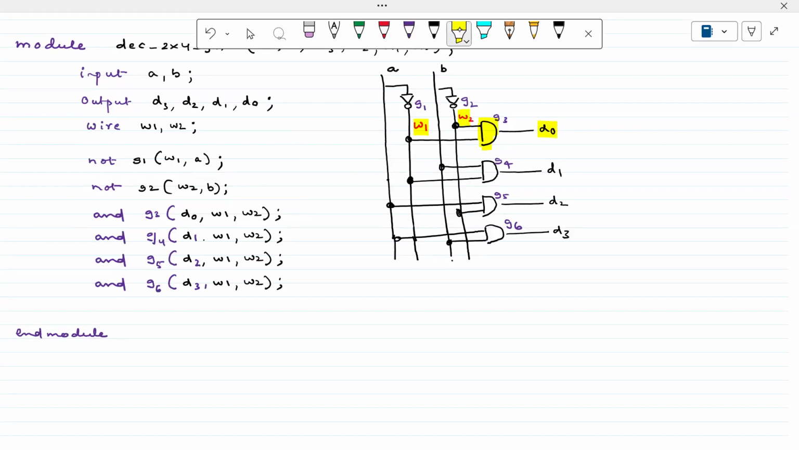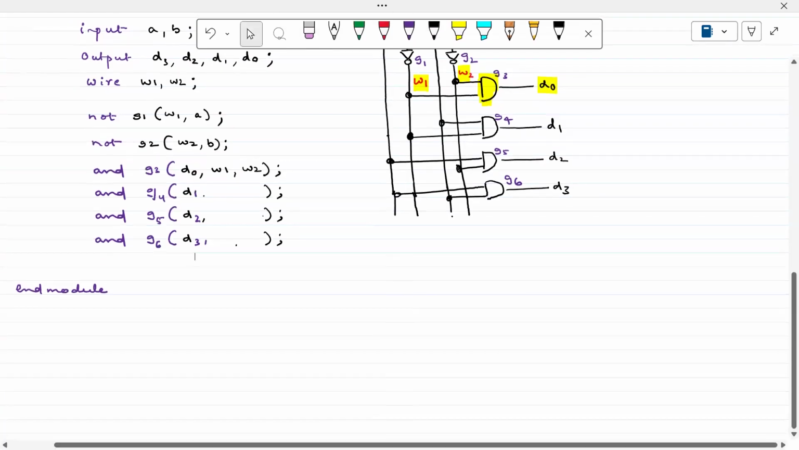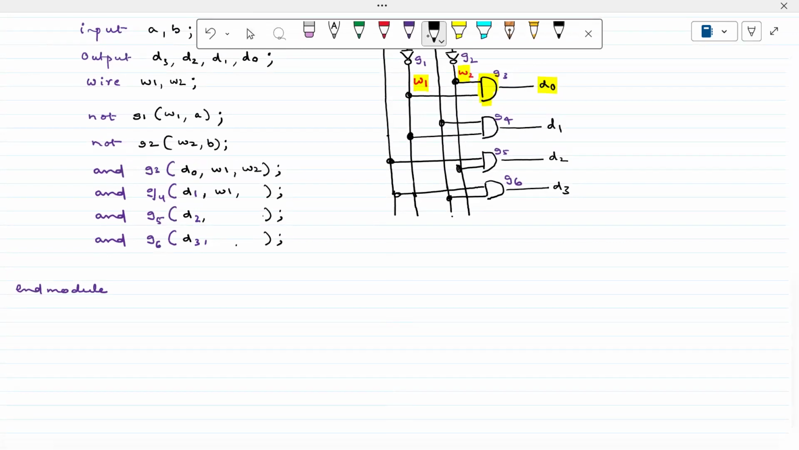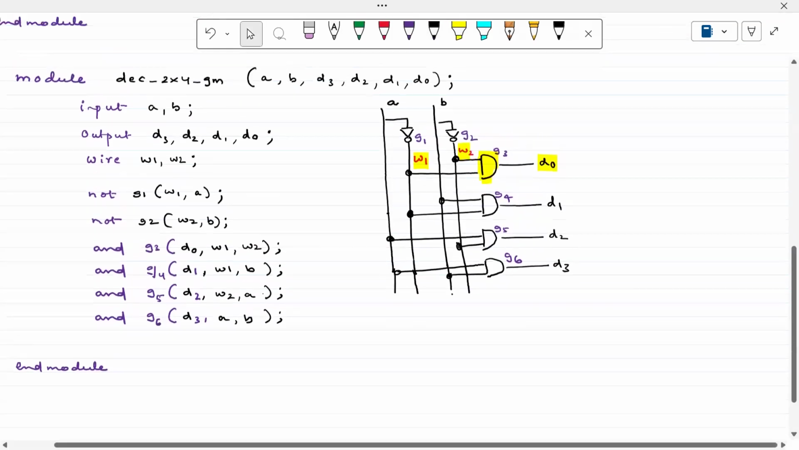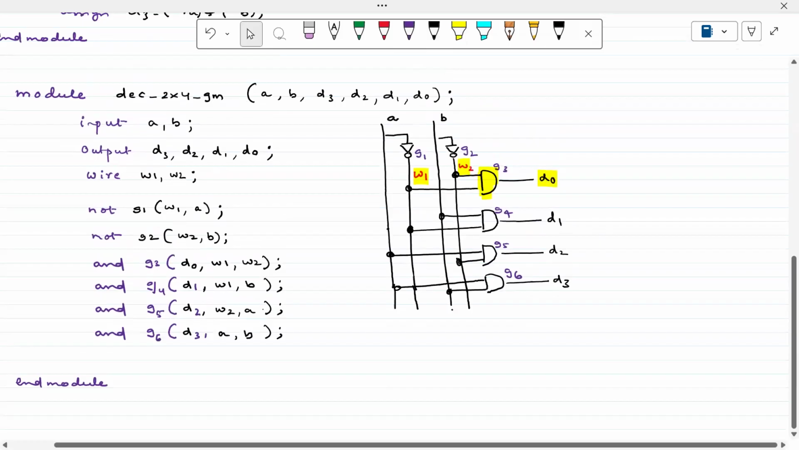What about here now? I need to change something with this kind of thing, right? Okay. Tell me now. W1 comma B. Very good. Next. W2 comma A. Very good. A comma B. Excellent. Right? This is the gate level modeling for the same 2 by 4 decoder.